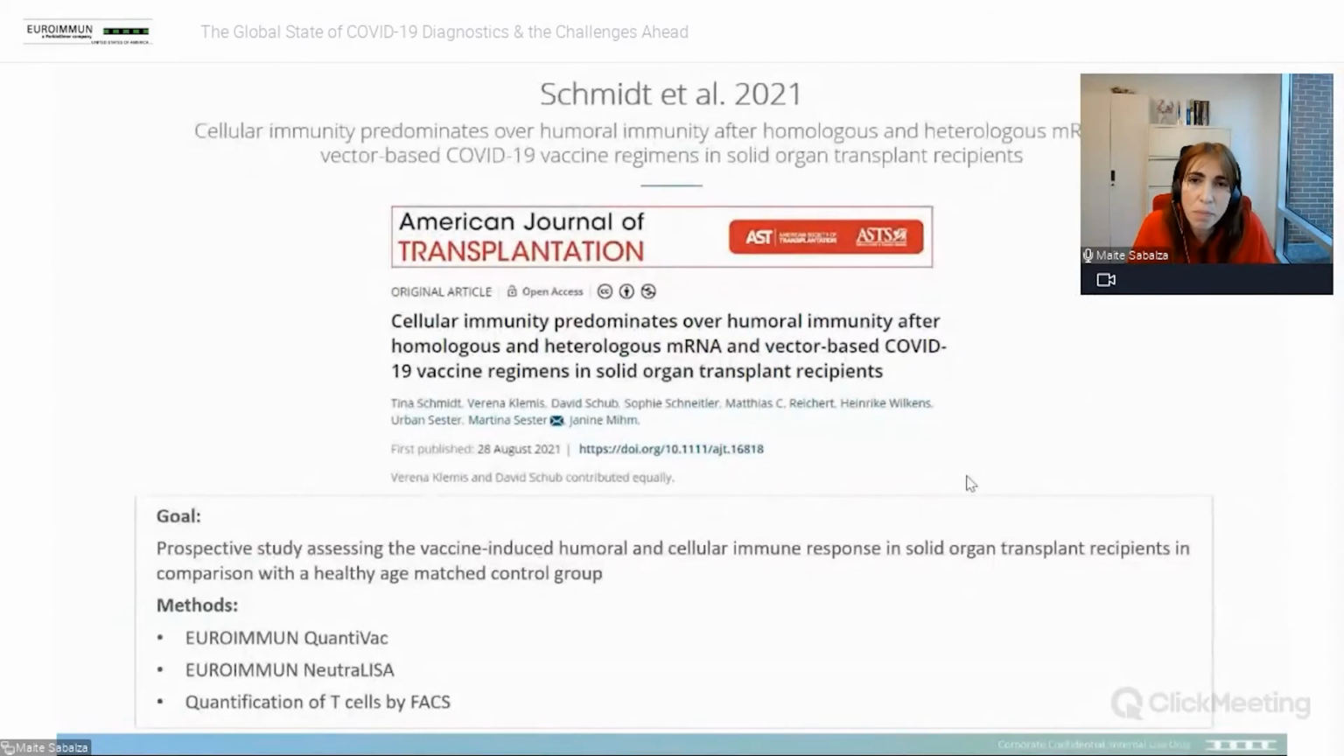So in these 2 publications, we were describing the general population, but what about immunocompromised individuals? How is the humoral and the T cell response? Smith et al. in this study assessed the vaccine-induced humoral and cellular immune response in solid organ transplant recipients in comparison with a healthy age-matched control group.